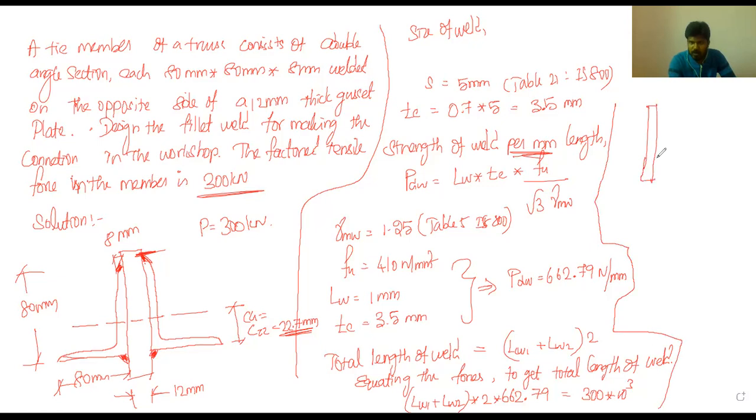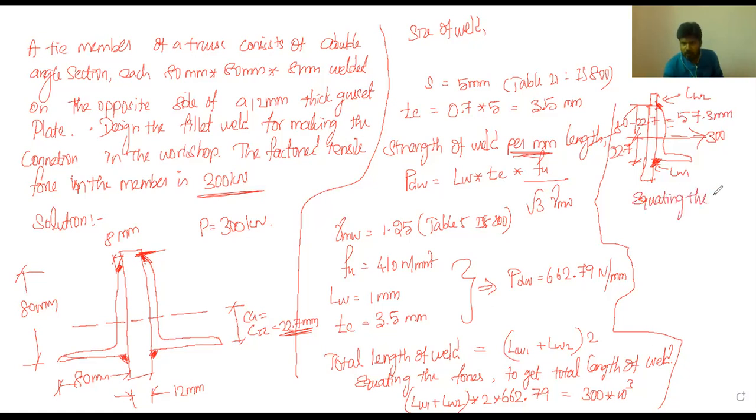So consider only one position. This is the CG position, 22.7, and here we have the lengths. This is LW1 and this is LW2. Here the net tensile force of 300 kilonewton is active. The corresponding moment distance is 80 minus 22.7, which becomes 57.3 mm. Now equating the moment with respect to the bottom of the angle section.